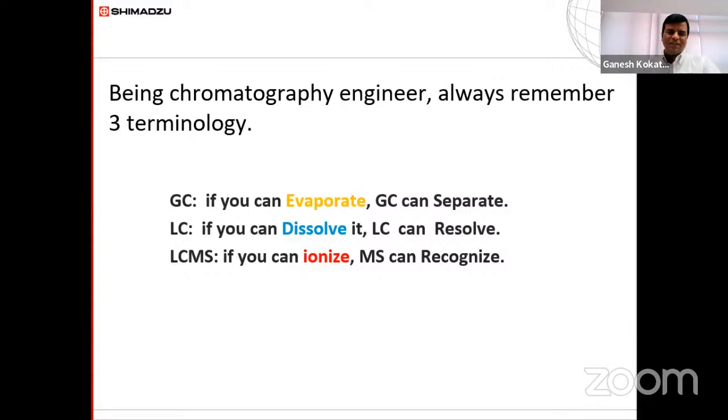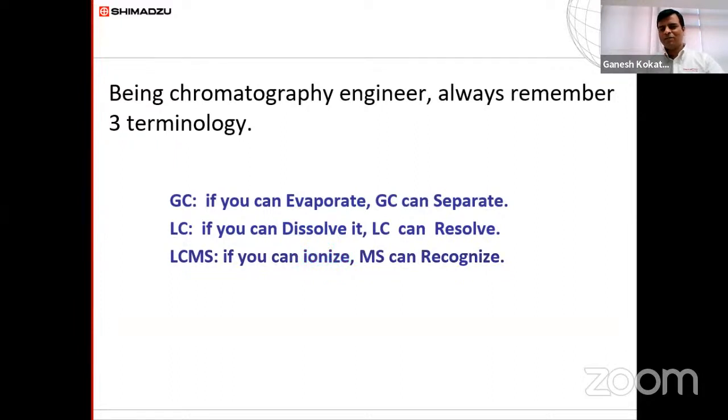Okay, so this is the simple definition in my terms. When we are using different instruments, being a chromatographer, you must know the chemistry of any kind of sample. The first one is, if you can evaporate, GC can separate, is a simple terminology. Whatever sample you have, if you are going to evaporate it, obviously GC will separate it. In LC, if you are able to dissolve, LC can resolve, in simple terms. And the last, the most important regarding the LCMS, is if you can ionize, MS can recognize.